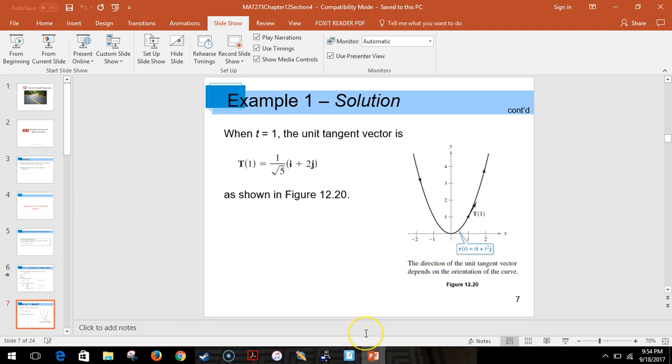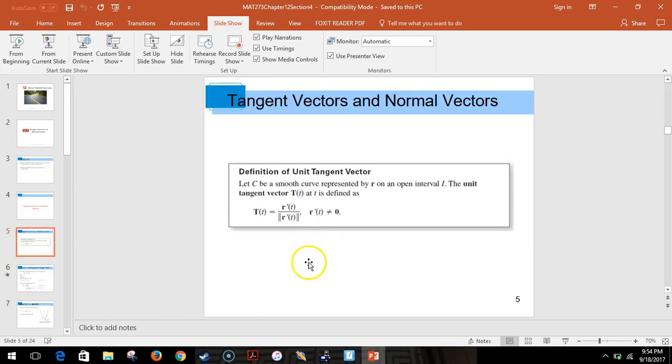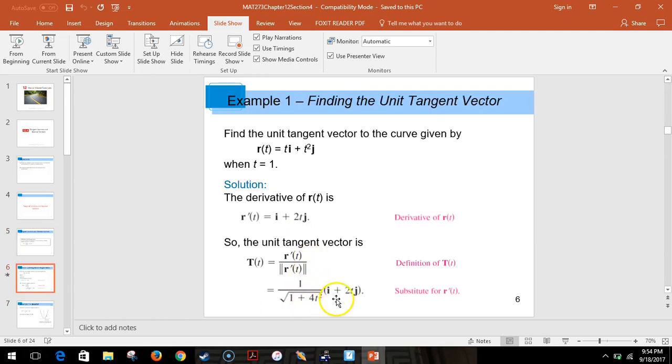If I want to know what's happening at one specific point, just like when we found the derivative of a curve and you wanted to know the slope of the tangent at a given point, you would plug in that x value. So here, if I want to know what's going on at 1, I would just go ahead and plug in the 1. And I have a 5 here and a 1 and a 2 over there. So an easy enough substitution. Finding the unit tangent vector, not a terrible process.